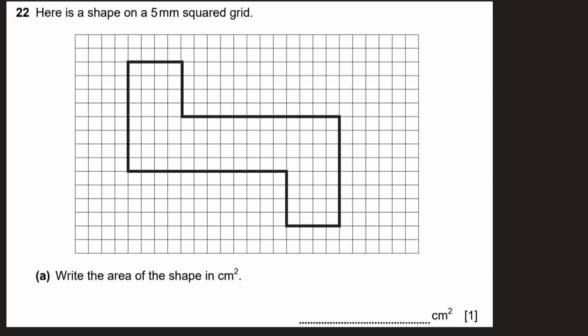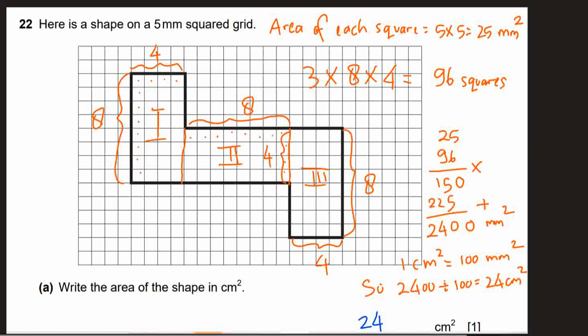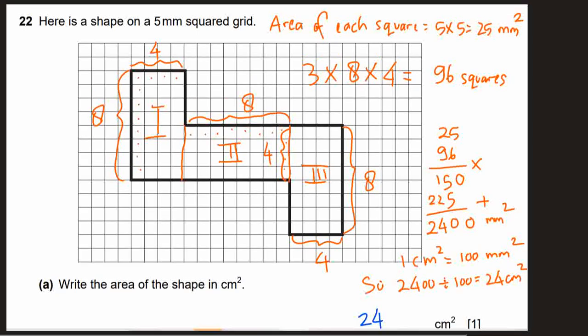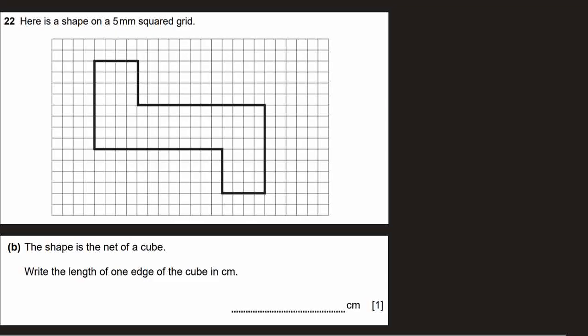Here are the answers and explanation. Question 22b. The shape is the net of a cube. Write the length of one edge of the cube in centimeters. One minute from now.